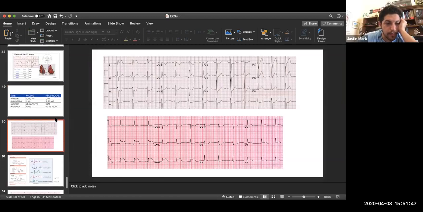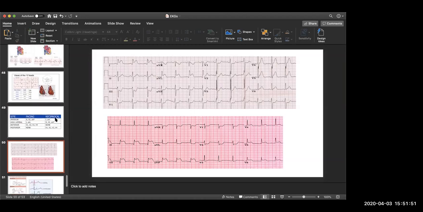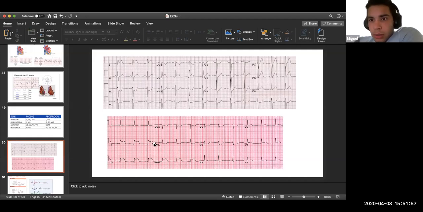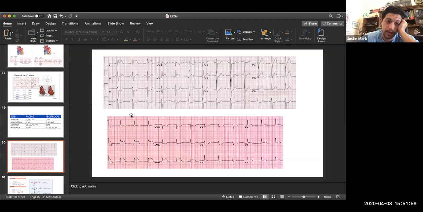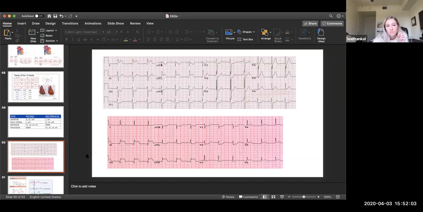Well, where's the MI occurring in this patient? Inferiorly. 2, 3. That's a really good point. The RCA. So right coronary. Yeah, so it could be, right? Because the RCA does supply the... Yeah, that's a really good point.